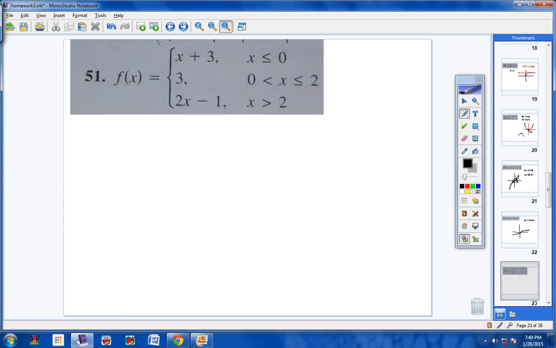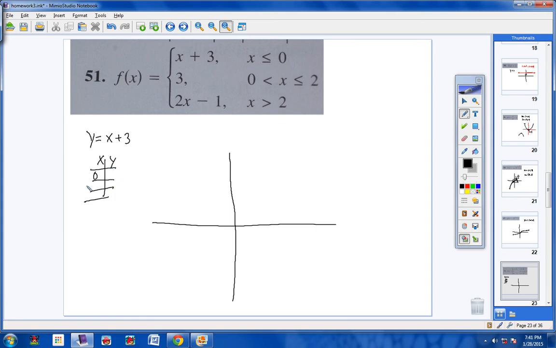Alright, number 51. This one, I'll be honest with you guys, I think I can graph much faster than using the grapher. This is just so simple. I have y equals x plus 3, and the only values for x I can use are ones less than or equal to 0. So real quick, I'm just going to put in 0, negative 1, negative 2. Put a 0 in for x, you get out a 3. Put a negative 1 in, you get a 2. Put a negative 2 in, you get out a 1.